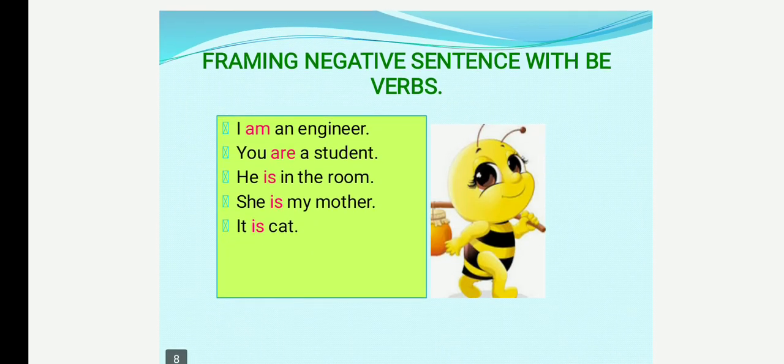Framing negative sentences with be verbs. So here I have given a few examples. Just try it. You are simply going to add the negative word along with the helping verb. It is too easy because I just highlighted the helping verbs with pink color. Just try and post it in the comment box.